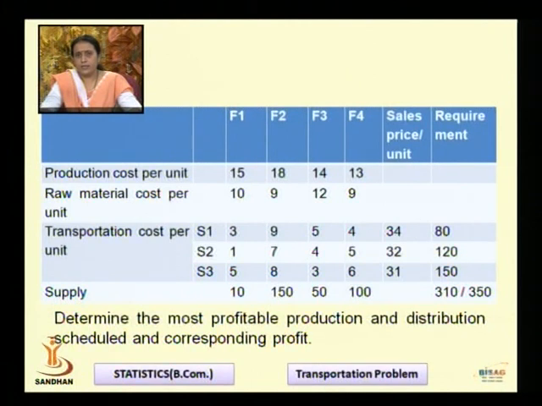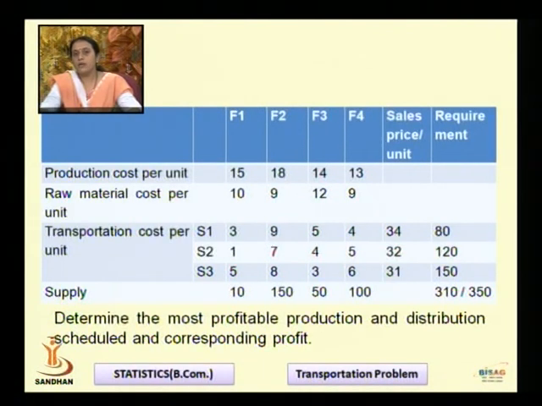S1 center is 80, requirement of S2 is 120 and requirement of S3 is 150. Total requirement is 350, while supply of 4 factories are 10, 150, 50 and 100. It means 310. So the problem is for maximization and also the problem is unbalanced. The two situations are simultaneously in this problem.